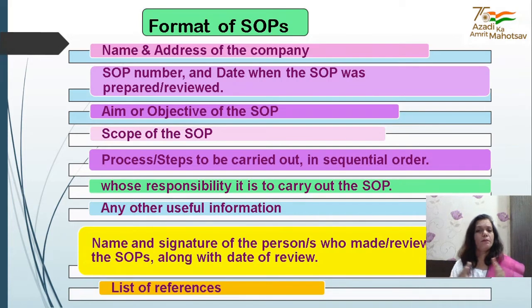Now when I format and prepare an SOP, what things should be observed on the paper? Name and address of the company, SOP number, date of SOP, when it was prepared, who has reviewed and signed, the seal, the aim and objective of preparation of the SOP, the scope it covers, what things come under this particular SOP, the process and steps to be carried out sequentially, whose responsibility it is to carry out the SOP, and any other useful information should be incorporated. Also the name and signature of the personnel who made and reviewed it, along with the date of review and list of references.